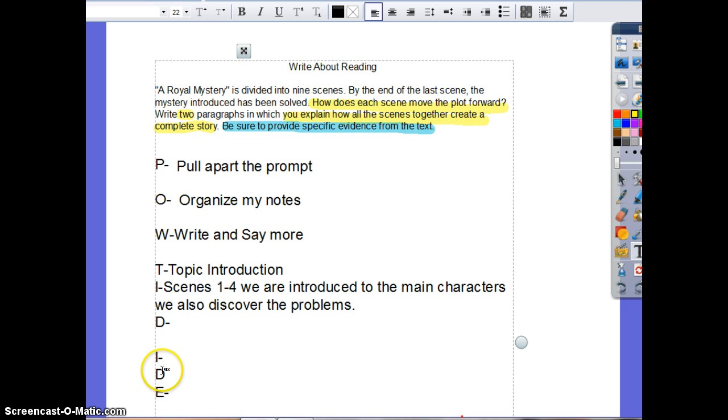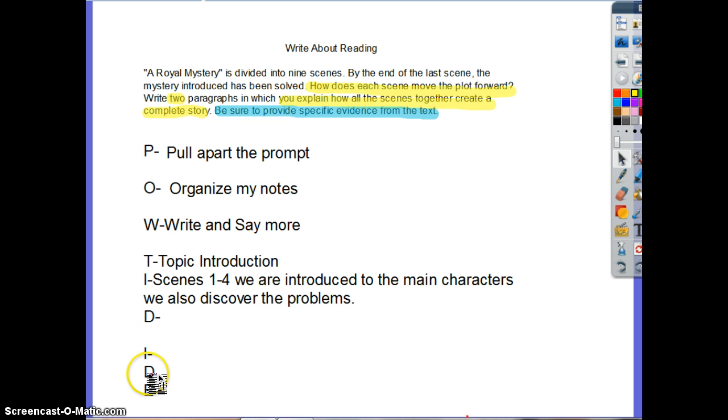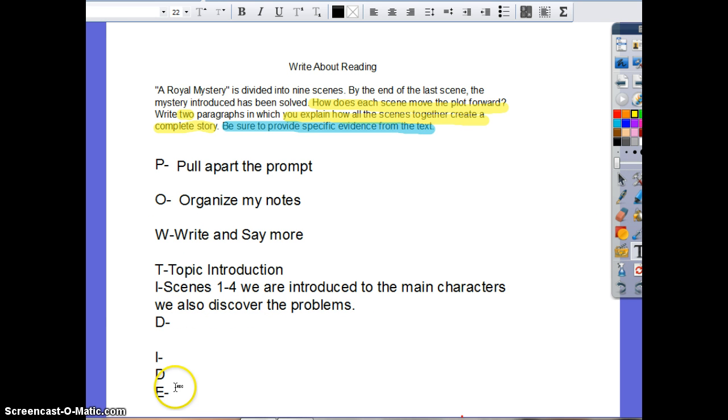Well, here's the second paragraph that I'm going to write about. And again, what does D stand for? Detail. All right, D stands for detail. Okay? So I'm going to, again, write another paragraph, and I'm going to add some details to it. What do you think E stands for? End. Okay? E, in this example, is going to stand for the ending.